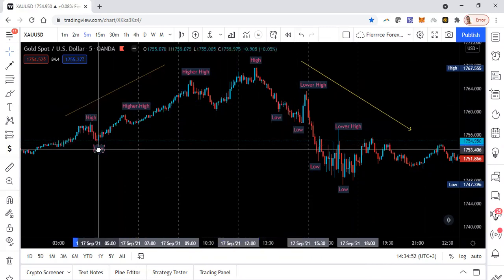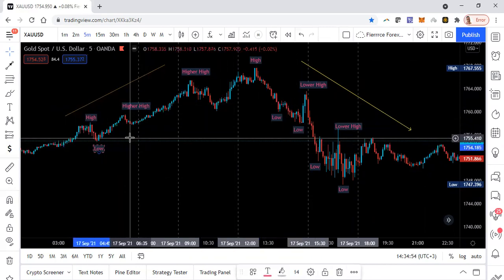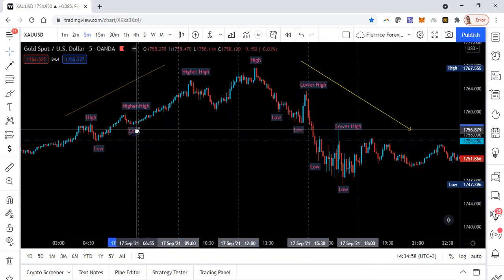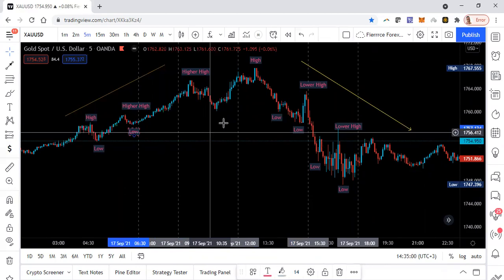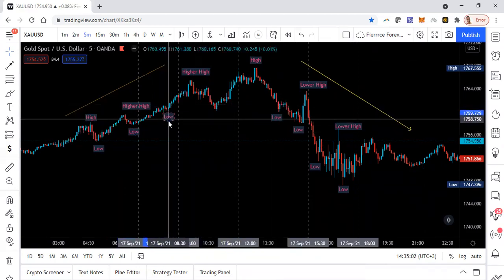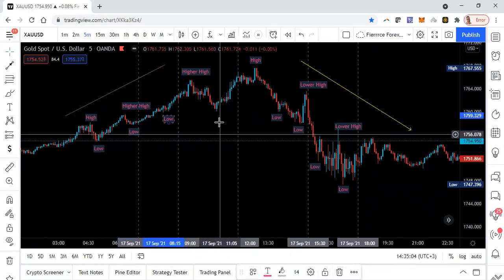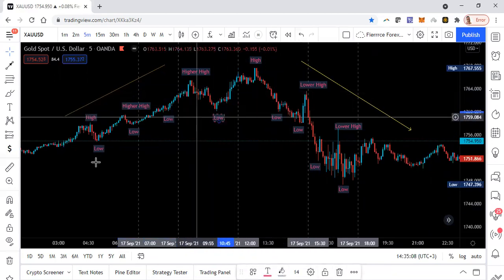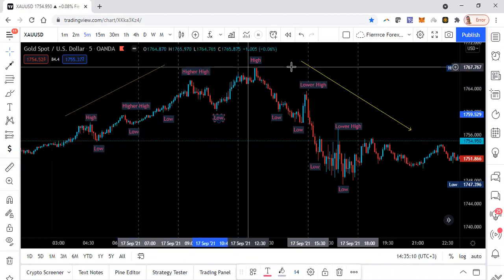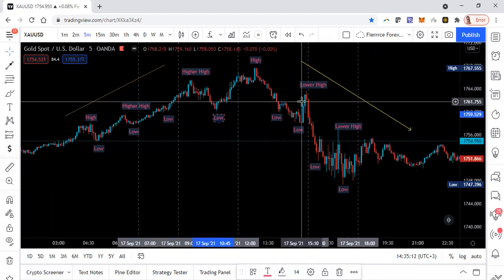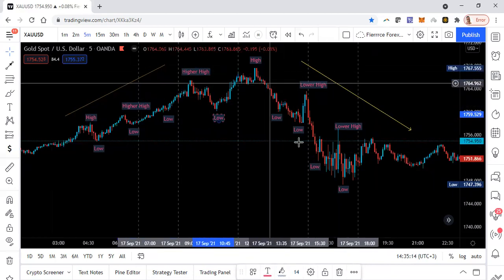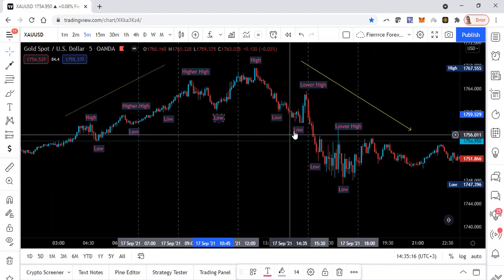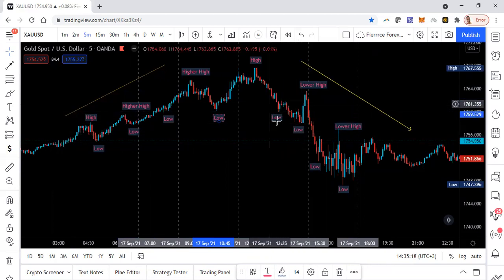So let me put this low here on the uptrend. There was another low here somewhere. There was another low here somewhere, and then it pushed up. And then there was also another low here somewhere at some point. So there are lows and highs on uptrends and downtrends. But now the difference is on a downtrend, it's a lower low, sorry, a higher low.